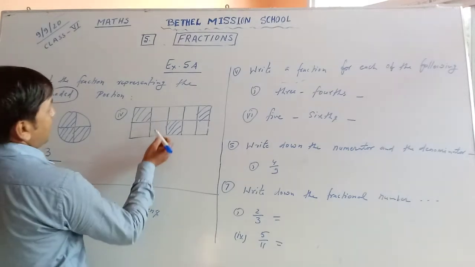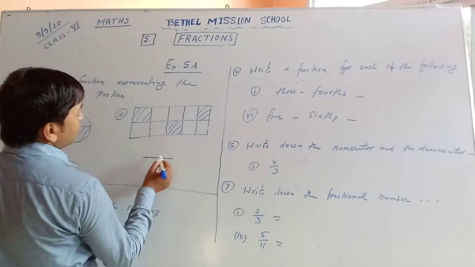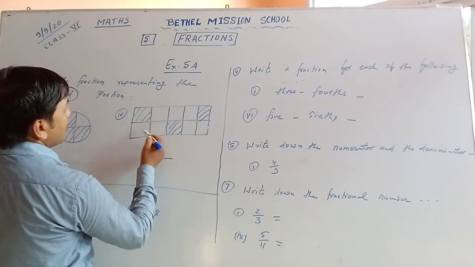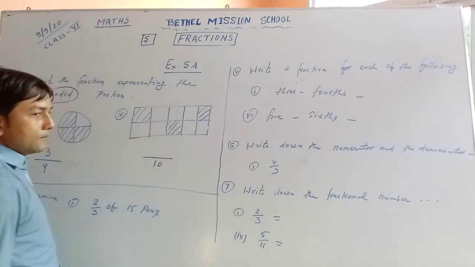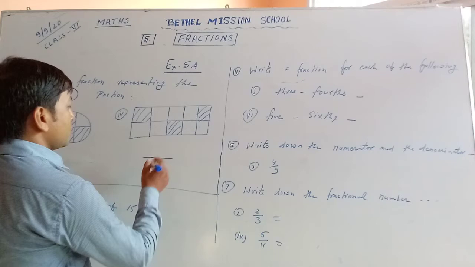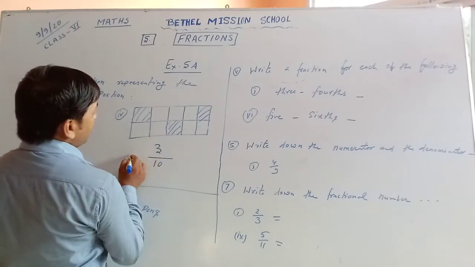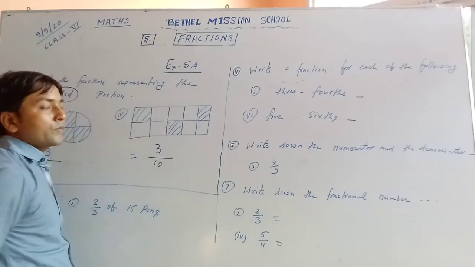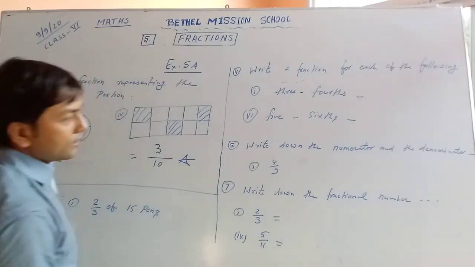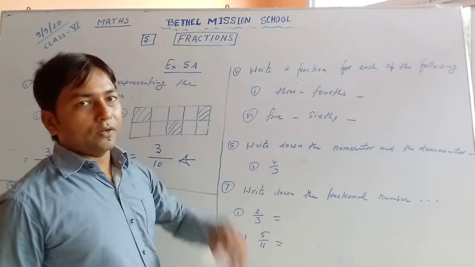Now in the next one, count how many total parts: 1, 2, 3, 4, 5, 6, 7, 8, 9, 10. 10 is the total parts and shaded parts are 1, 2, 3. So the fraction will be 3 by 10. This is the answer.